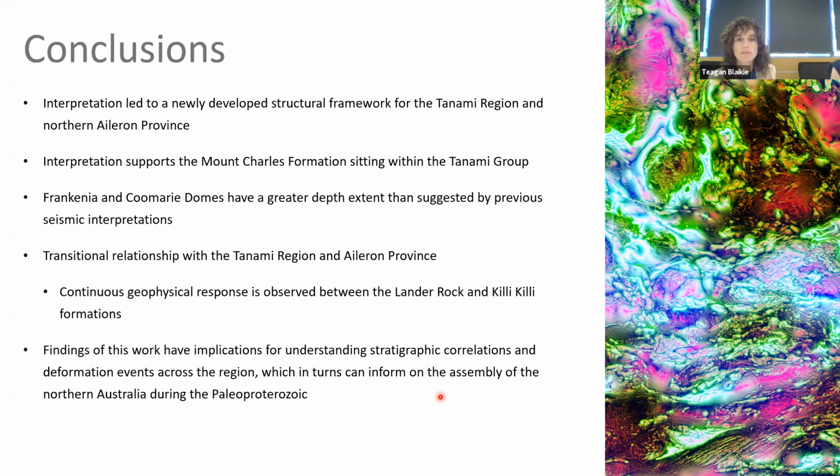And as Teagan highlighted, there is that transitional relationship between the Tanami region and Aileron Province, indicated by the continuous geophysical response between the Lander Rock Formation and the Callie formations, which are generally regarded as lateral stratigraphic equivalents. So ultimately, the findings of this work have helped better understand stratigraphic relationships and correlations, as well as the deformation events in the region. And ultimately, hopefully, it'll help inform the understanding of the assembly of the North Australian Craton during the Paleoproterozoic.